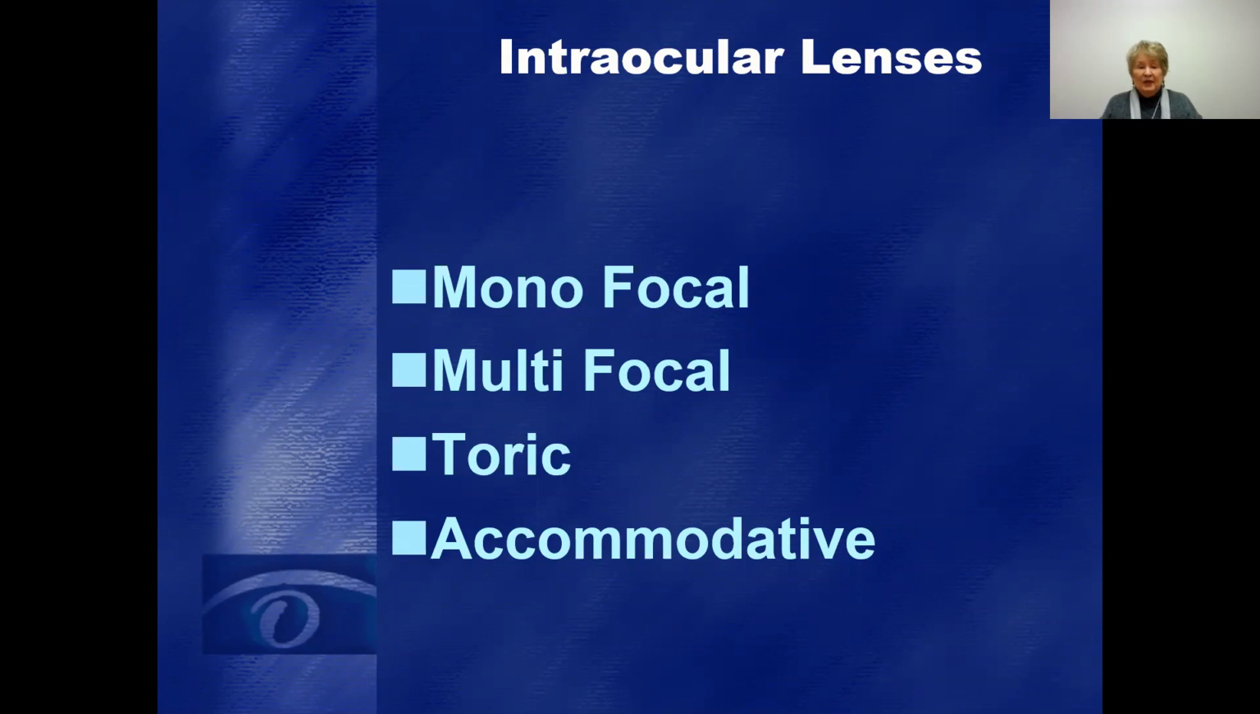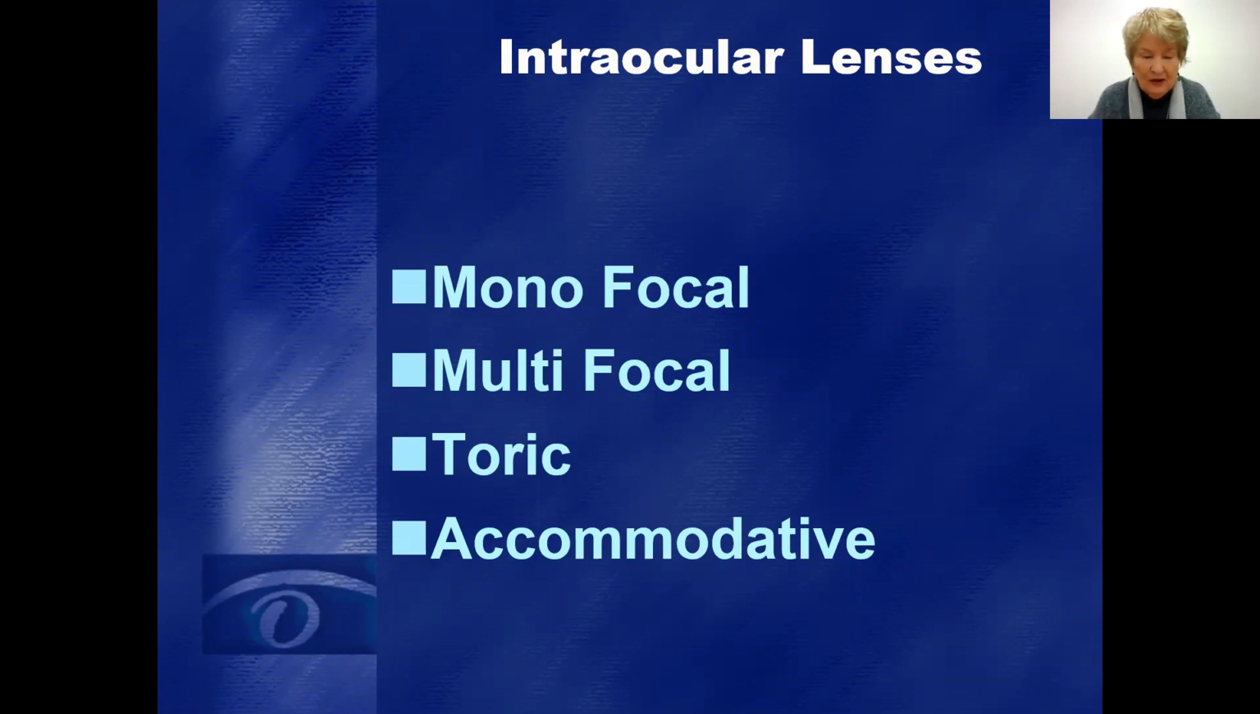A toric implant is an implant that corrects astigmatism. People that have astigmatism usually know it. They were born with it. It's just the shape of the cornea that instead of being shaped like a basketball, it's shaped a little bit more like a football. And if you have a good amount of astigmatism, you know that it's always been corrected in your glasses or in your contact lenses.